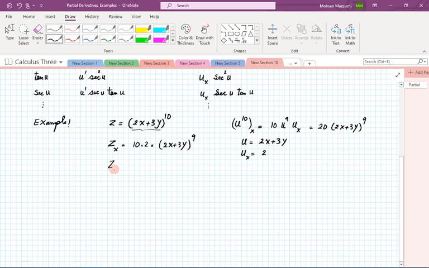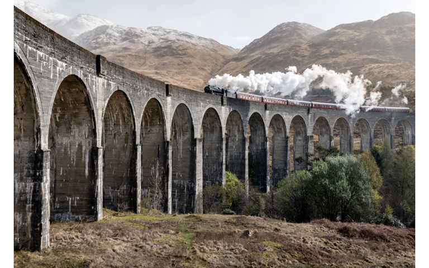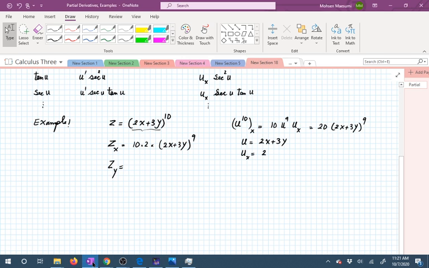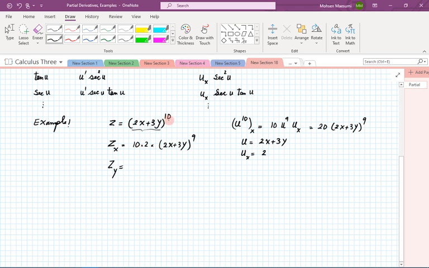Let's practice this with respect to y as well. You can quickly come up with what the derivative is before I write it. So how about just taking a second off this page and coming back on. So what do you think is the answer? So we have 10. The derivative of the base with respect to y will be 3, so that's going to be 30, and the rest is the same, 2x plus 3y to the power of 9.